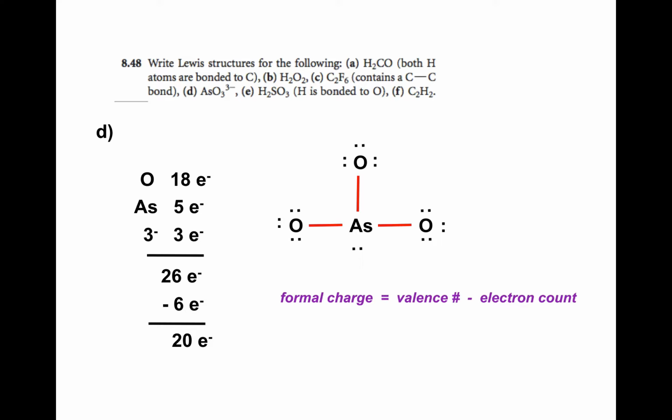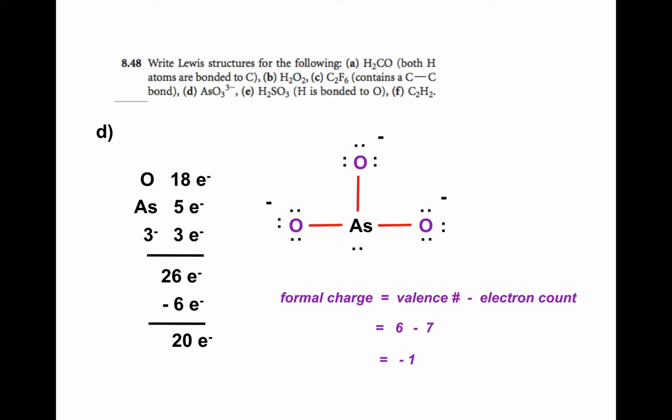Each of the oxygens has a valence of 6, and the electron count is unbonded electrons counted individually: 1, 2, 3, 4, 5, 6. And when you get to a bonded pair, you take 1/2 the bonded pair, 7. So there's an electron count of 7 around each of these oxygens, a valence of 6. So this gives me a -1 formal charge around each of these oxygens.